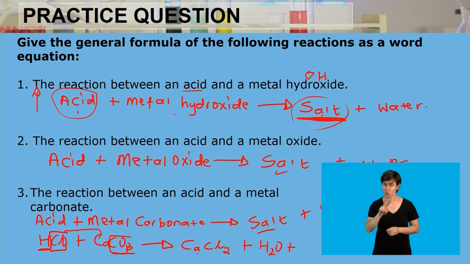Then the remainder, as you can see, what is it going to be? You guessed it, because there's a C and then there's an O that we're seeing in this reaction, so the gas must be CO2, which is our carbon dioxide.